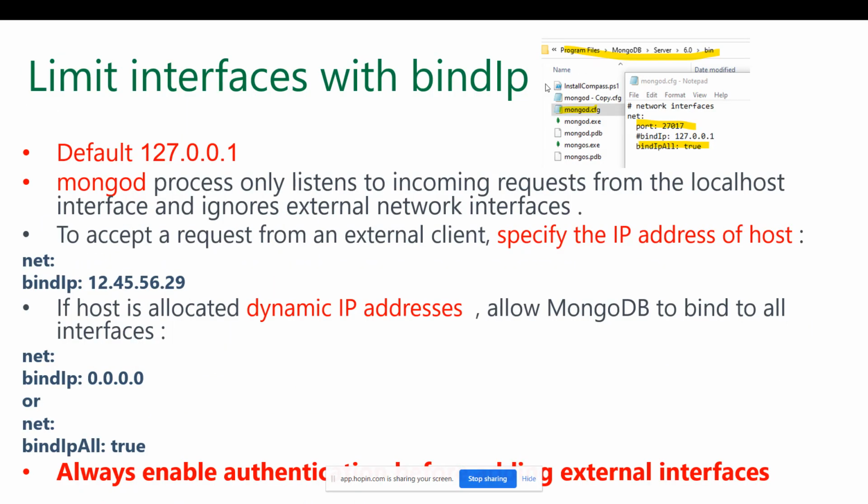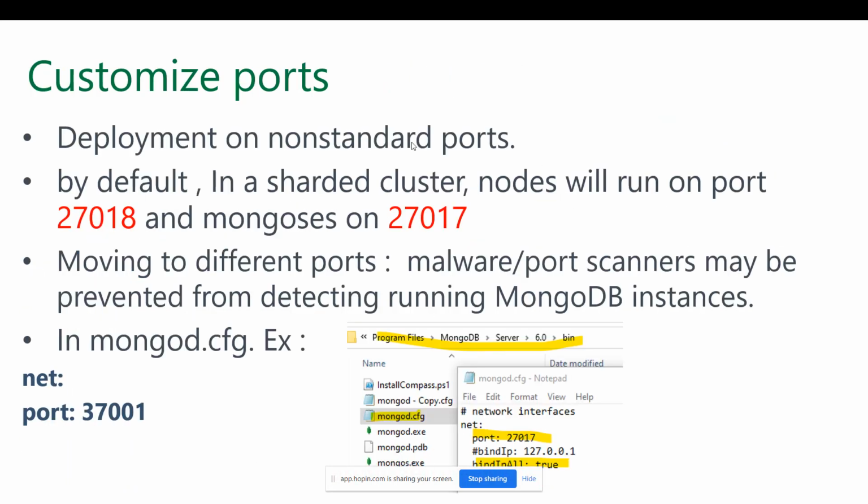So here you can see how you can limit your interface with bindIp. You can see it in mongod.conf. You should give a bindIp instead of binding all IPs. In bindIp, you should give a list of all the IPs which can connect to MongoDB. You can customize your port and change it from the default port.